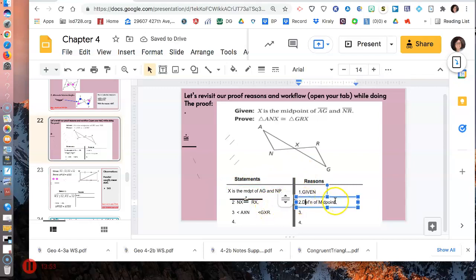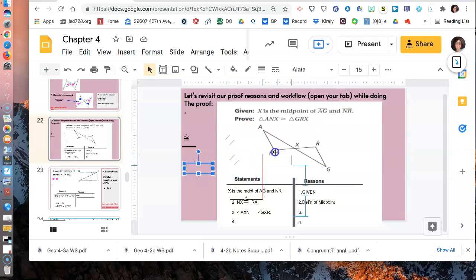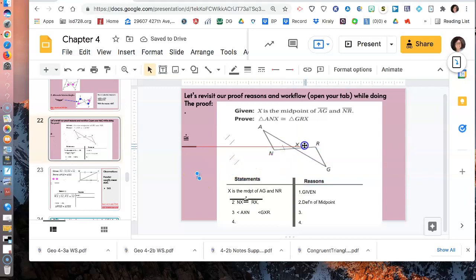Next up, by definition of a midpoint, it says X is in the middle of AG and X is in the middle of NR. So here's what I know. I know that since X is in the middle of NR, NX right here is exactly the same as XR right here. It's what it means to be in the middle.